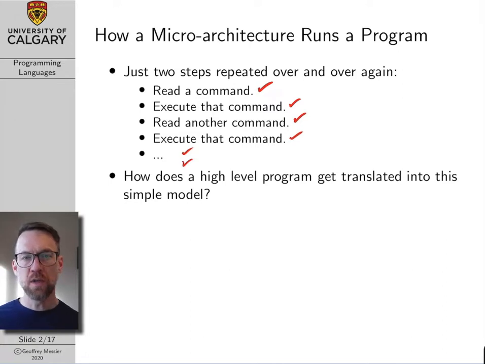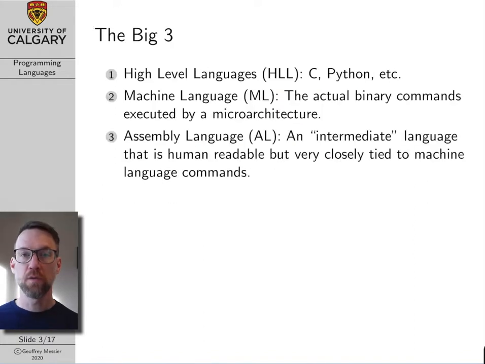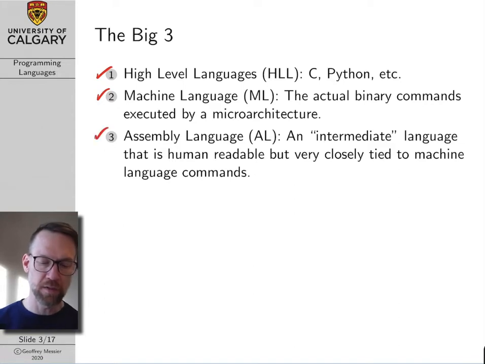One of the things that I'm going to try and address in this module is how a high-level program written in, let's say, C or Python gets translated down to this very simple abstraction for running or executing a program. So in this module, I'm going to be talking about something I'm going to refer to as the big three. The big three different kinds of programming languages are high-level programming languages, machine language, and assembly language.